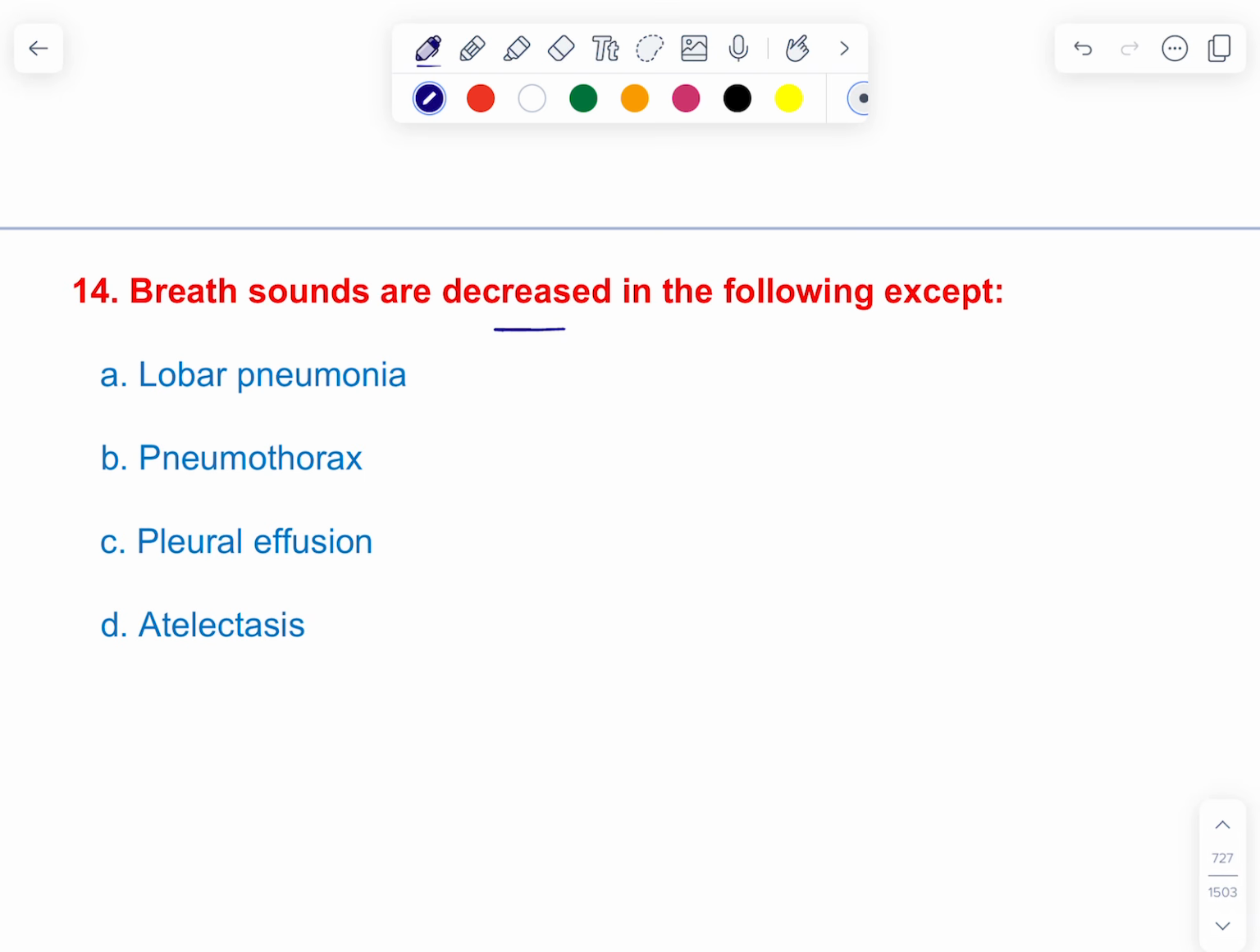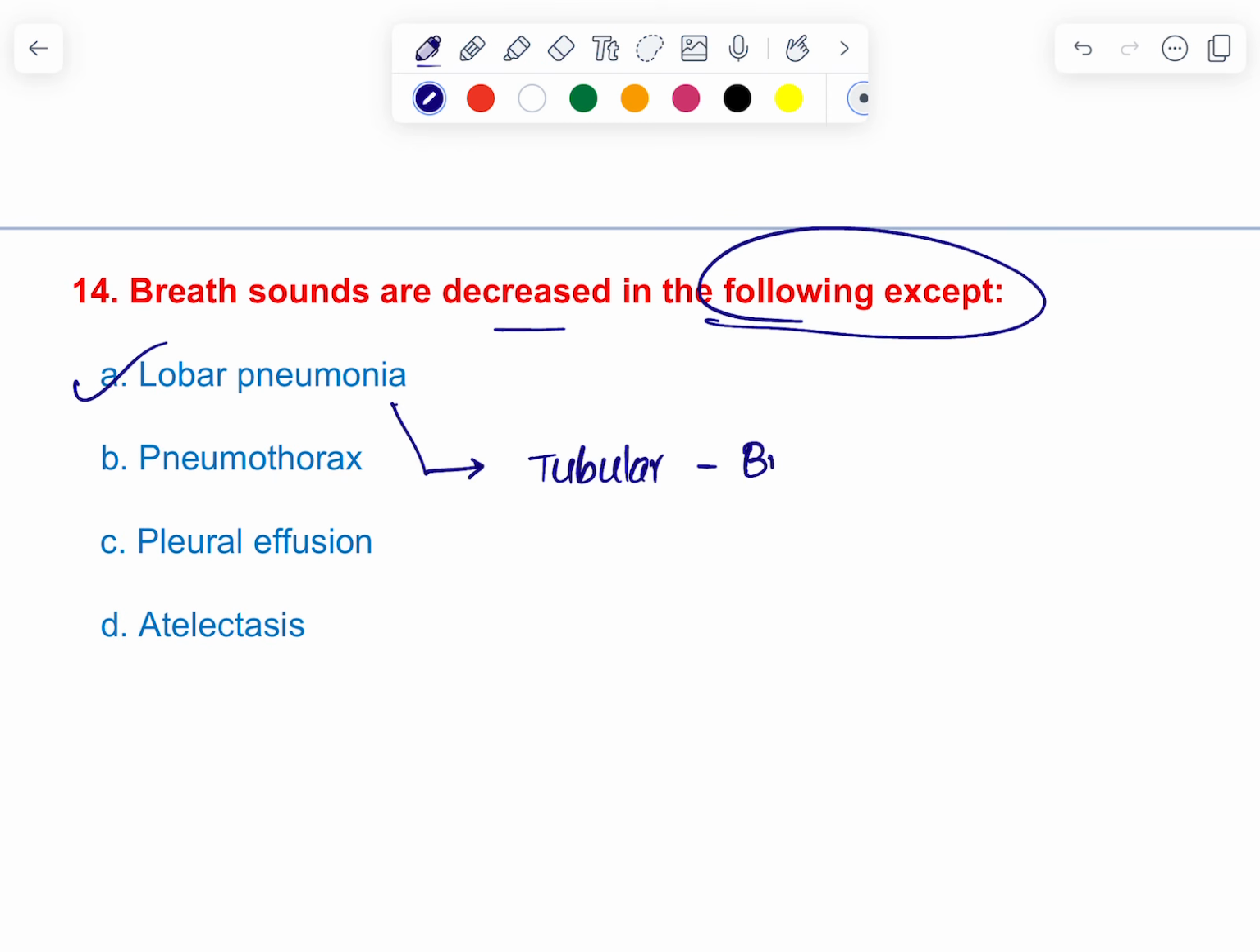Breath sounds are decreased in the following except: lobar pneumonia, pneumothorax, pleural effusion, and atelectasis. The answer is lobar pneumonia. In lobar pneumonia, the breath sounds are not decreased. In fact, in lobar pneumonia, the type of breath sounds that you will have is the tubular type of bronchial breath sounds.